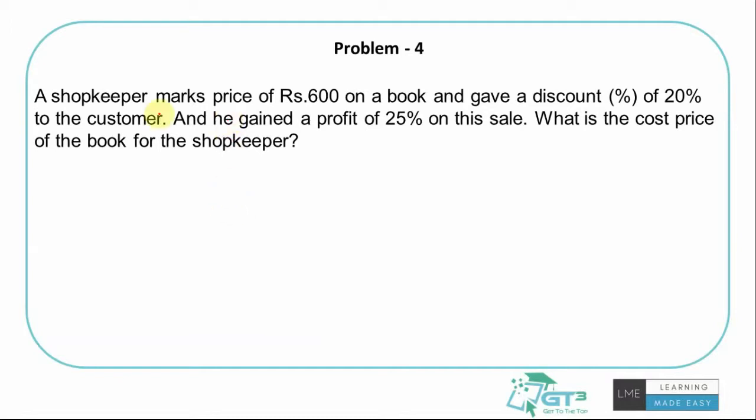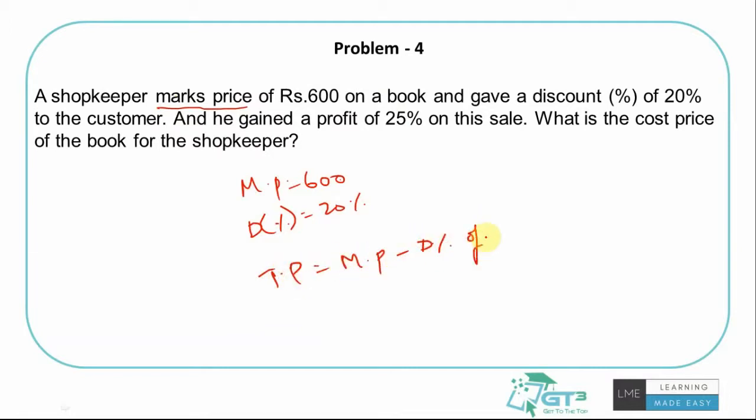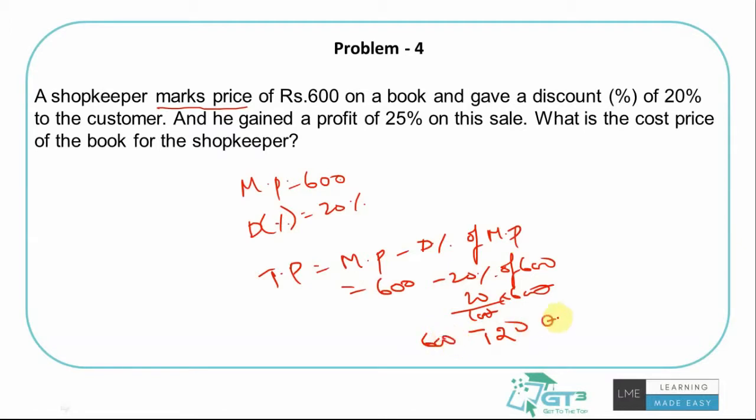Now this problem is talking about mark price, like a shopkeeper marks a price of rupees 600 on a book and gives a discount, right? So it says the mark price is 600 rupees and the discount percentage is 20%. What is the transaction price? Mark price minus discount percentage of mark price, right? That's 600 minus 20% of 600, right? I do 20 by 100 into 600, that's going to give me 120, right? 20 into 6, 120, 600 minus 120 is 480, right?